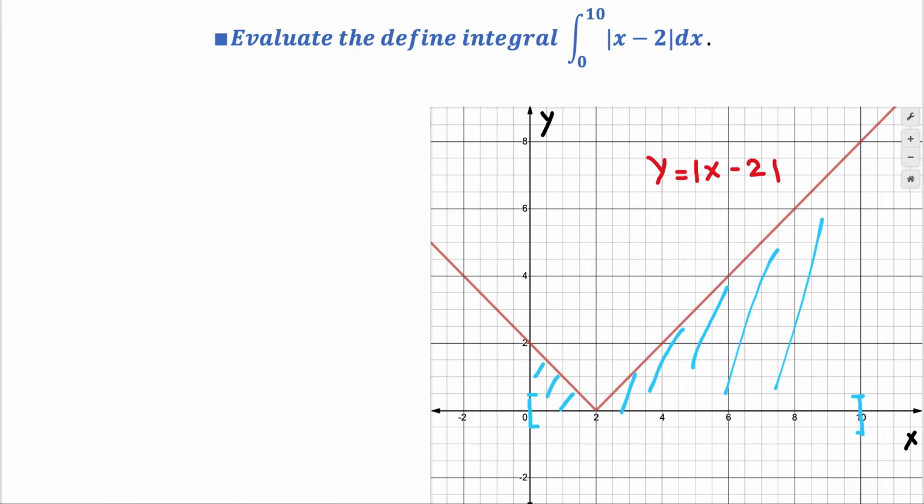So now we put this integral in two parts. The first has a minus, because as we see here this line has a negative slope, it goes down, so I take a minus, and it goes from 0 to 2. That is the integral from 0 to 2 of minus (x minus 2) dx.